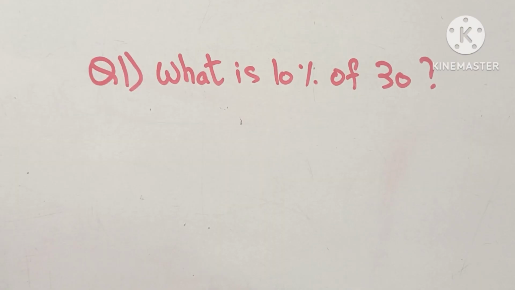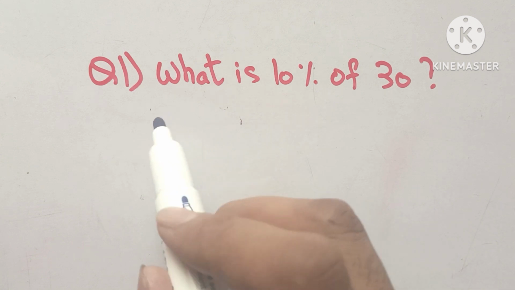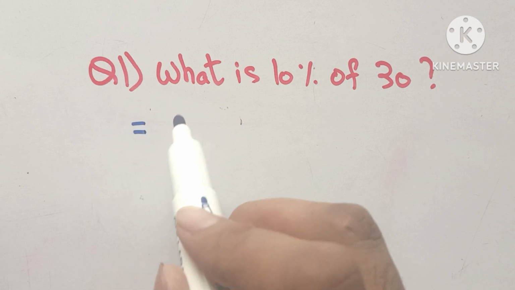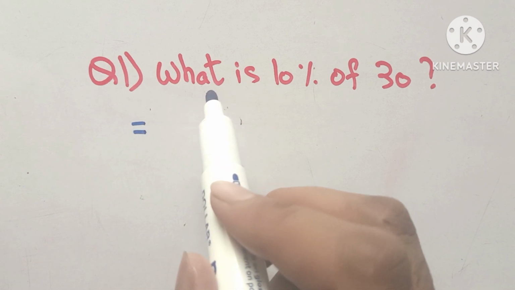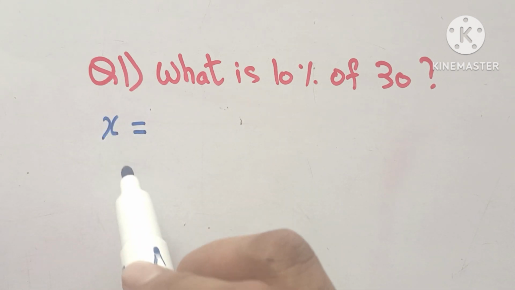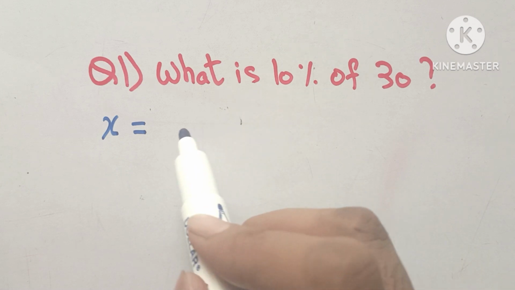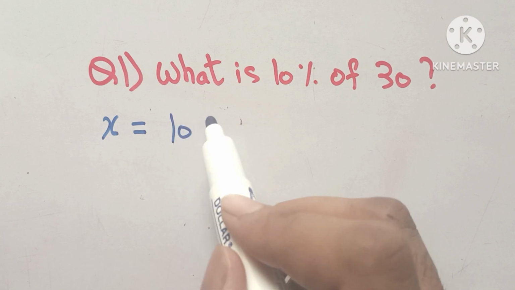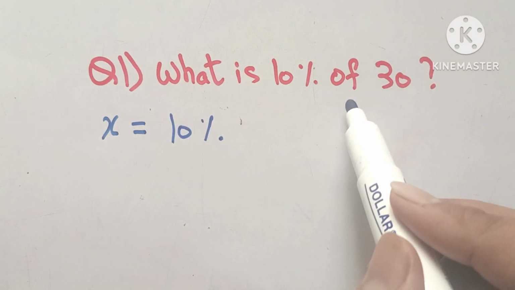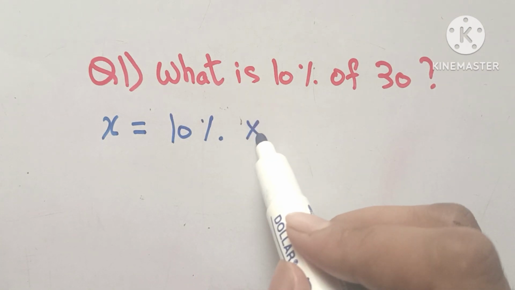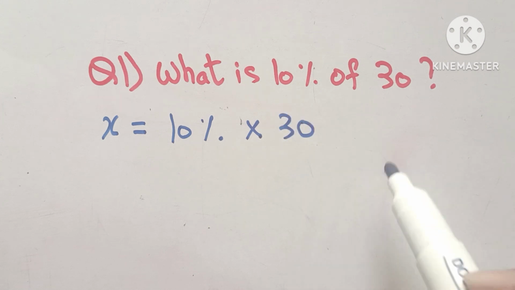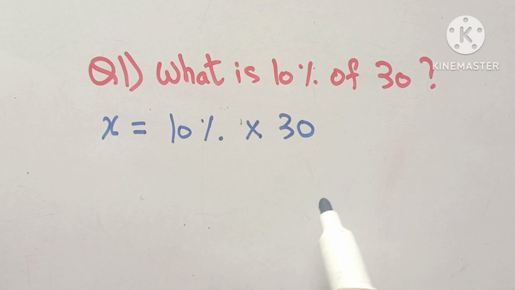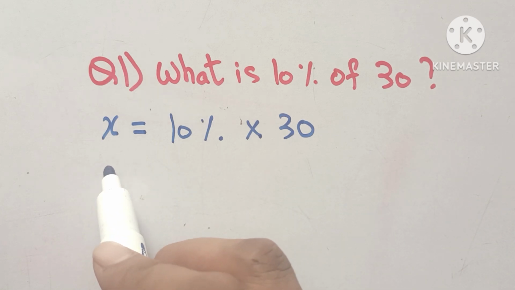What is 10% of 30? So always remember that wherever "what" comes, this means x. Is equal to, now 10% of means multiply, and 30 we will write as it is. So now we get the equation, we can solve it.